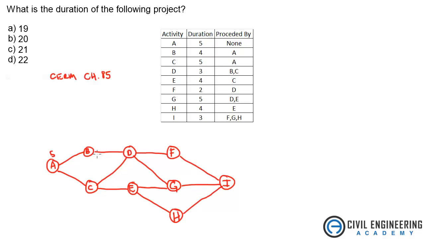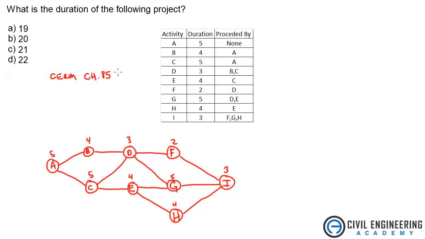Okay, so let's go ahead and write the durations above each one of these. So this was 4, this was 5, this was 3, this is 4, this is 2, 5, and 4, 2, 5, and 4, and I was 3.